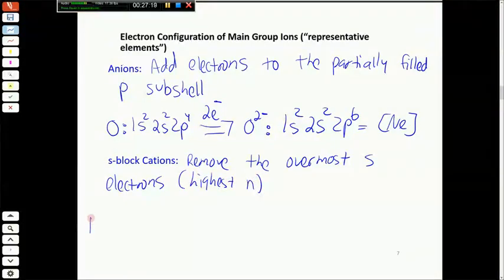And so if we talk about sodium, 1s2, 2s2, 2p6, 3s1. Sodium has 5 total electrons that are in s orbitals. It has 2 in the 1s, 2 in the 2s, 1 in the 3s. The only one that's going to be involved in forming the ion is the outermost 3s electron, the one with the highest value of n. And so to form the sodium cation, we lose 1 electron.